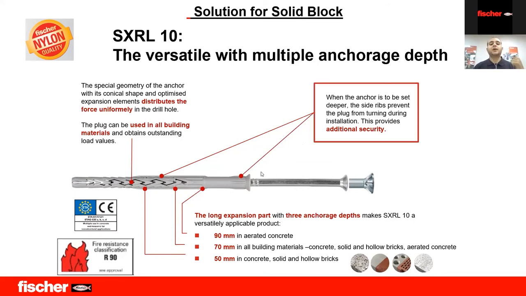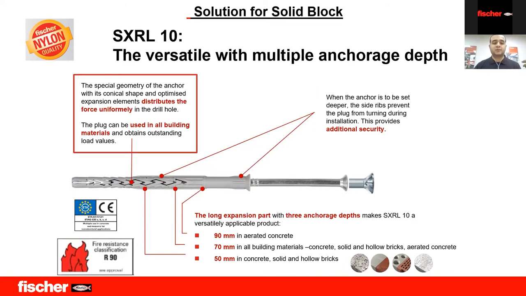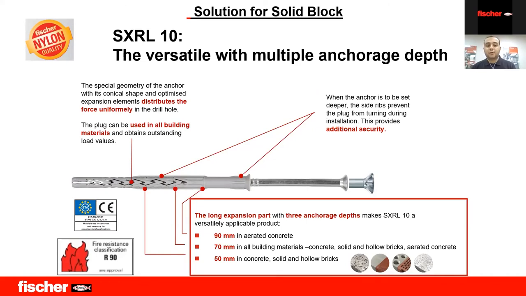It will allow us to fix in different types of material, as we are going to see, and thanks to the rim here, it will also allow us to fix in different material depths. We are looking also at the ribs of the anchor, as we can see, and these ribs will not allow the anchor itself to rotate, so it will be fixed into the material. We are also looking at a special geometry of the anchor itself, which is optimized and distributes the load very uniformly. And we are naming this versatile because of the long expansion part: in SXRL, the L here relates to the long expansion. So why are we using this long expansion part? Because it suits us for different materials, as we can see here.